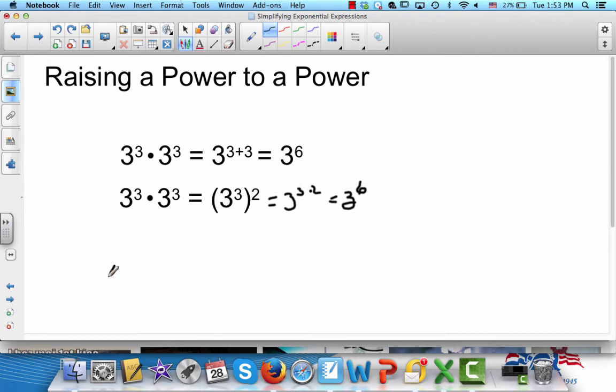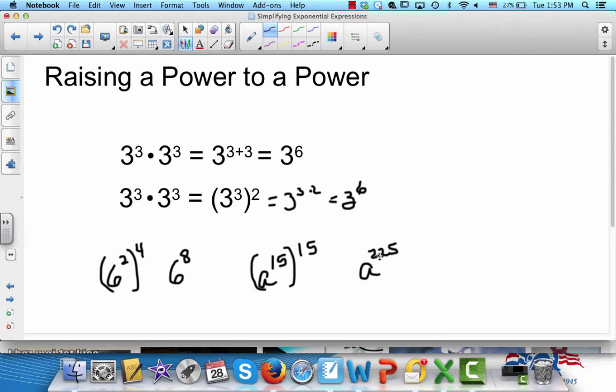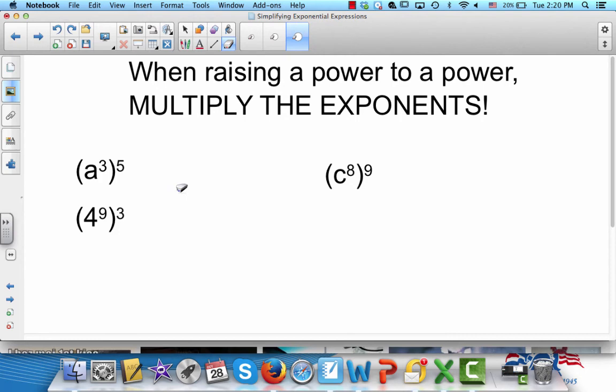So if you've got something like this, 6 to the square raised to the 4th power, that would be 6 to the 4 times 2, which would be 8. If you've got a to the 15th raised to the 15th power, that would be a to the 15 times 15, which would be 225. So whenever you're raising a power to a power, you multiply the exponents. Okay? So when raising a power to a power, what you're going to be doing is multiplying the exponents. That's what you've got to remember to do.